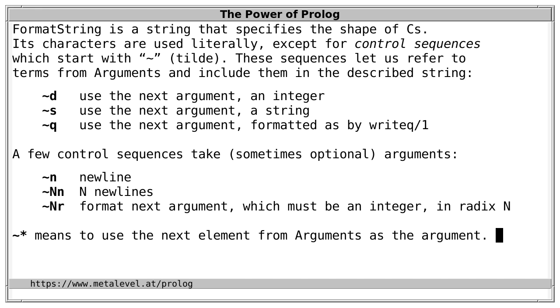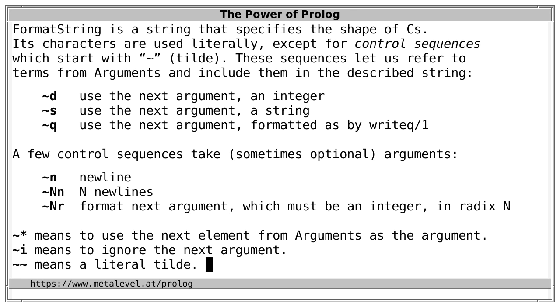And we can also use ~* to use the next element from arguments, which must be an integer, as the numeric argument. So we don't need to hard code a numeric argument in the format string, but can also specify it as an element in the arguments list. Then ~i means to simply ignore the next argument. And if we want an actual tilde in the described string, we write ~~, okay? So these are some of the most commonly used control sequences for integers in various bases, strings, quoted terms, and new lines. And with these sequences, we can already cover many use cases.